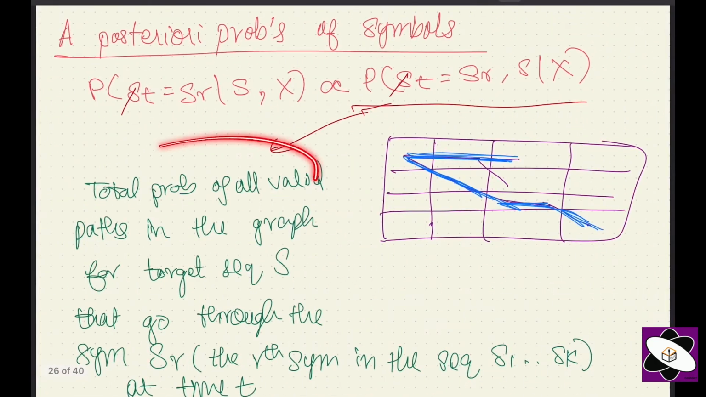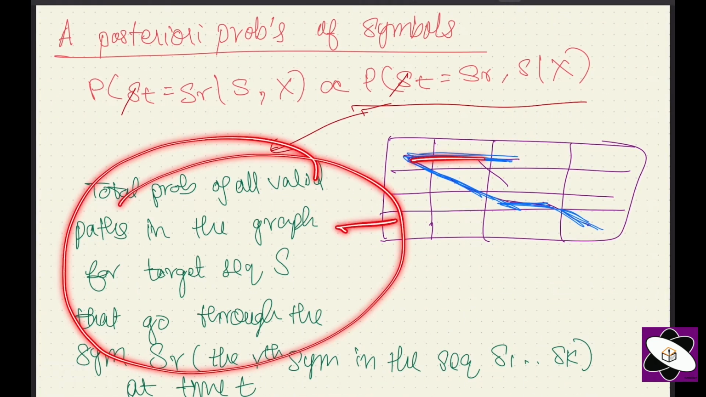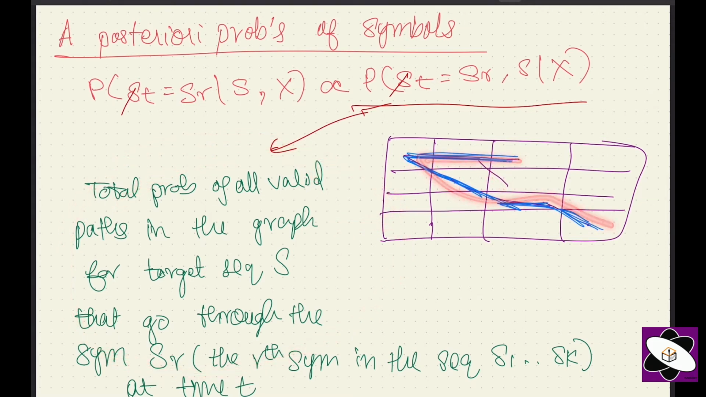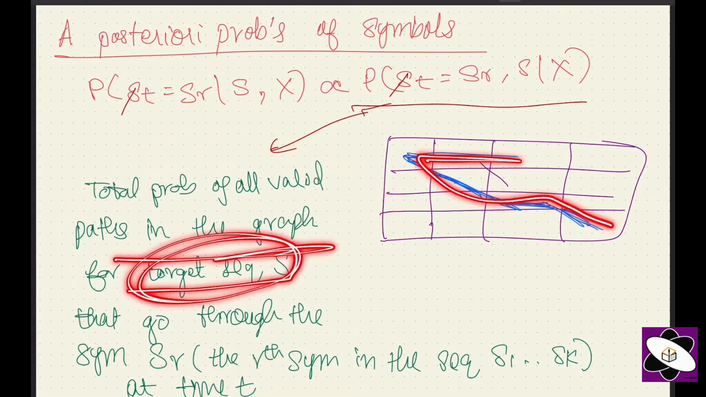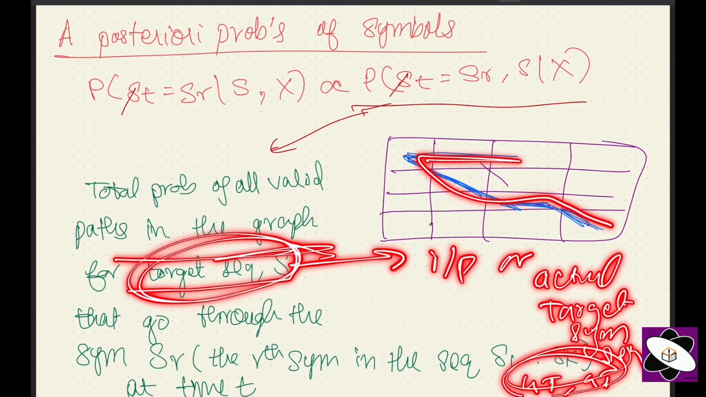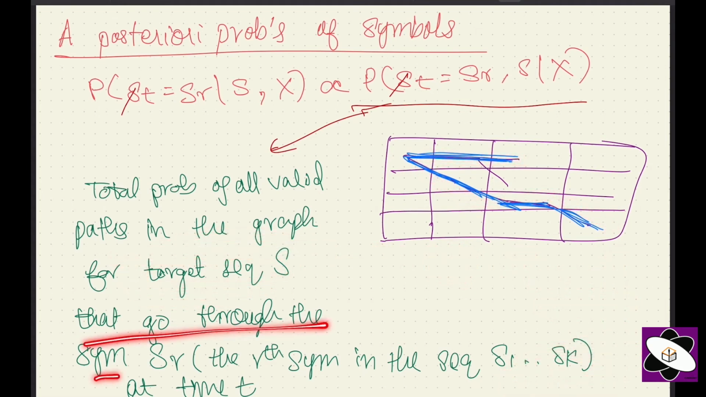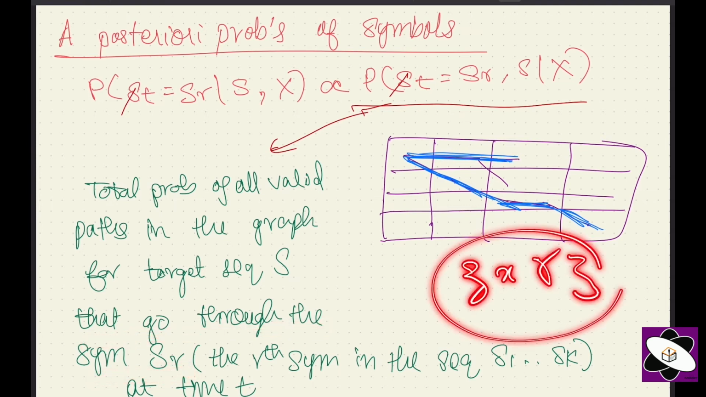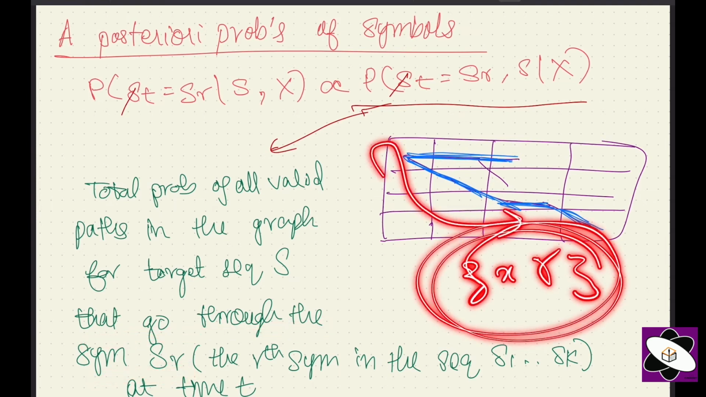So it is the probability of all valid paths in the graph. For example, this one is not a valid path, but all the blue ones are valid paths in the graph for target sequence S. That can be the input sequence, or the actual target symbol sequence, that is, the ground truth values, the training set values, that go through the symbol S_r. Given Z, X, gamma Z, it goes through all the symbols in this path.